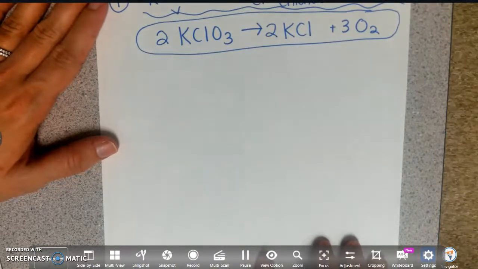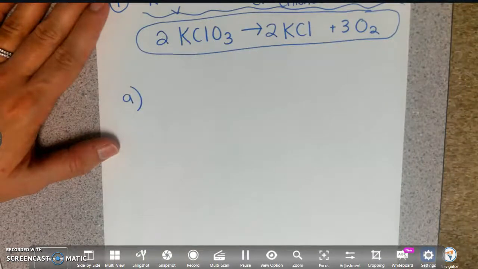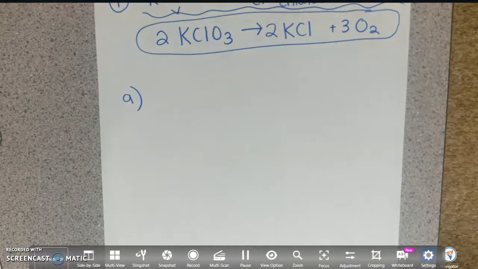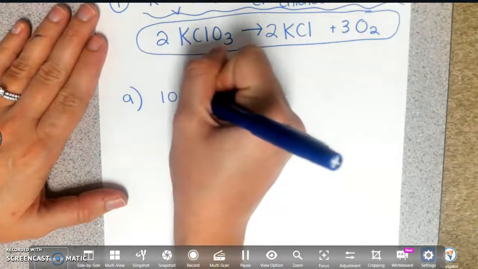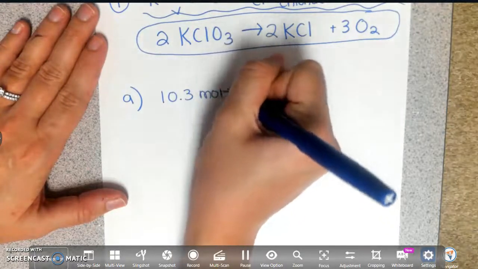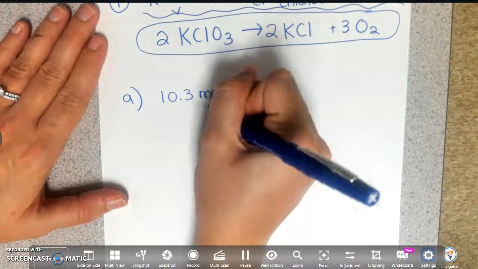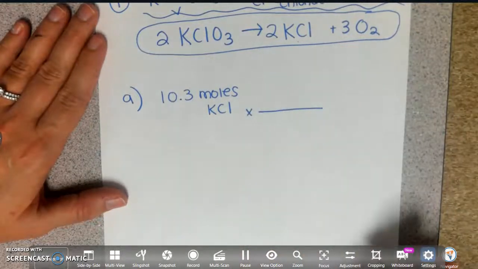Okay. And then let's look at problem A. It wants to know how many moles of potassium chlorate are needed to obtain 10.3 moles of potassium chloride. So we start our conversion with the number given. 10.3 moles. Potassium chloride is this, KCl. And I want to solve for moles of potassium chlorate.